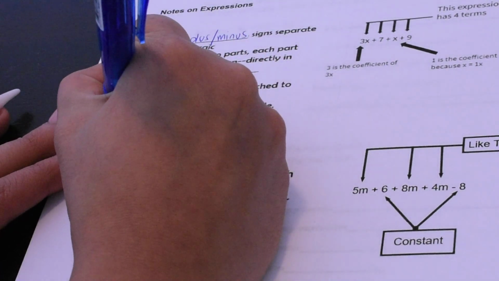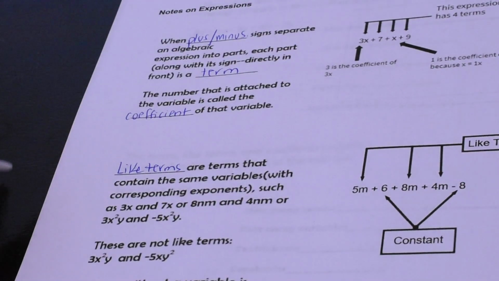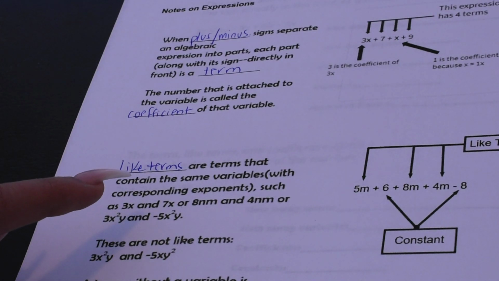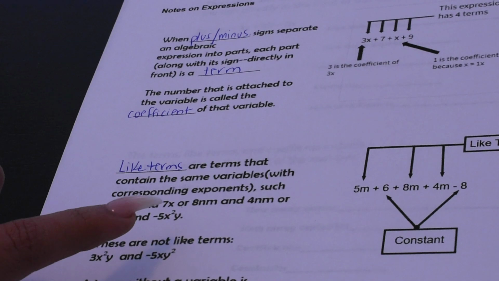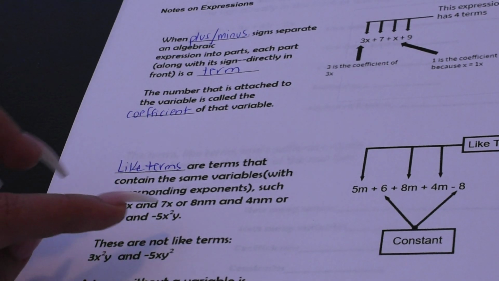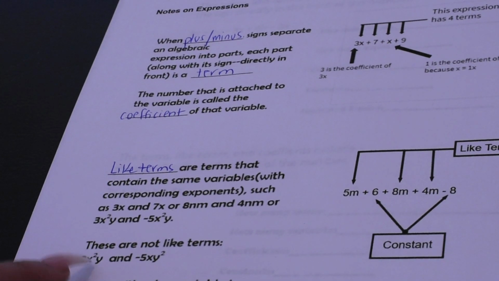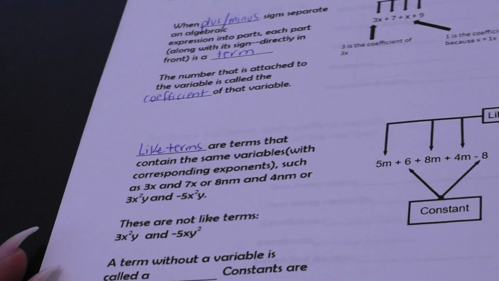Like terms, which we just explored, are terms that contain the same variables with corresponding exponents, such as 3x and 7x, or 8nm and 4nm, or 3x squared y and negative 5x squared y, right? So these all are like terms, but these aren't. 3x squared y and negative 5x y squared. The x is not squared on this 5, and the y isn't squared here. They have to have the same variables to the same powers, all right?